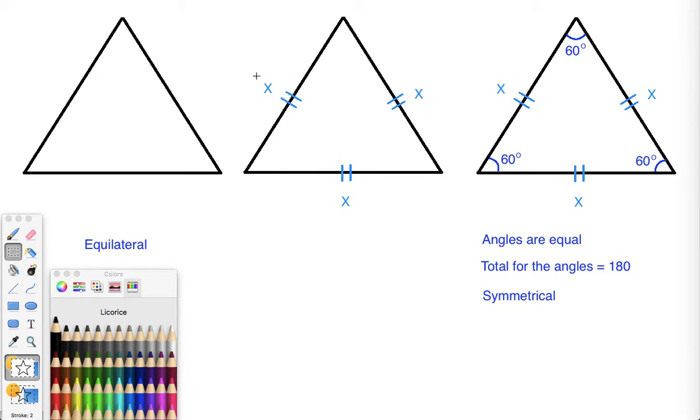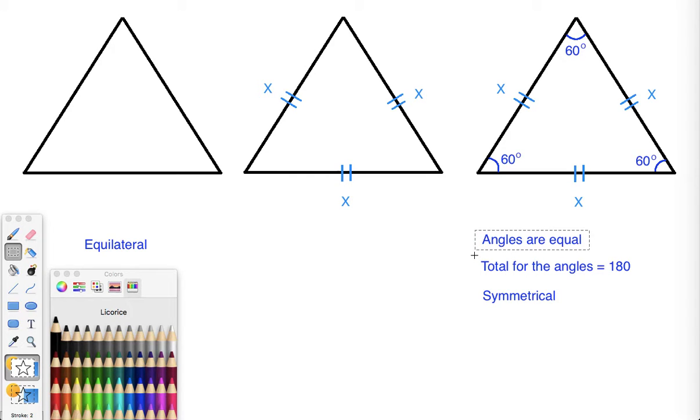And since we don't know how long each side is, I'm just going to put it as x. So each side is x length. A couple of properties of an equilateral triangle. In an equilateral triangle, all the sides are equal. We just said that. But also in an equilateral triangle, all the angles are equal.